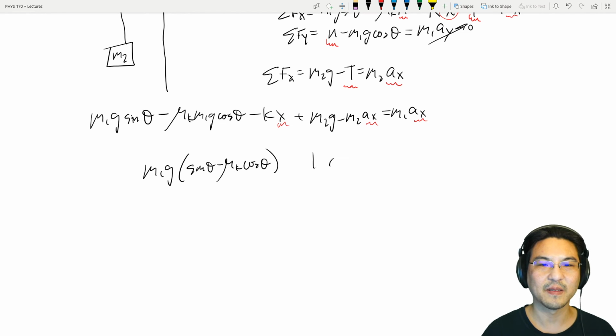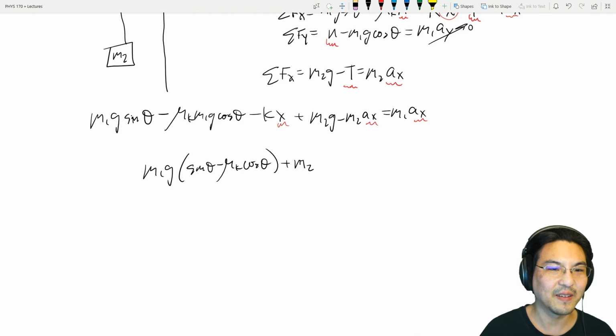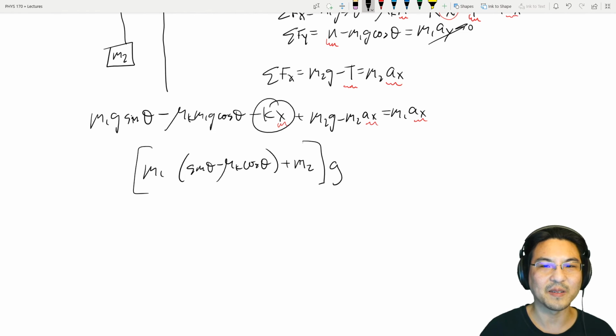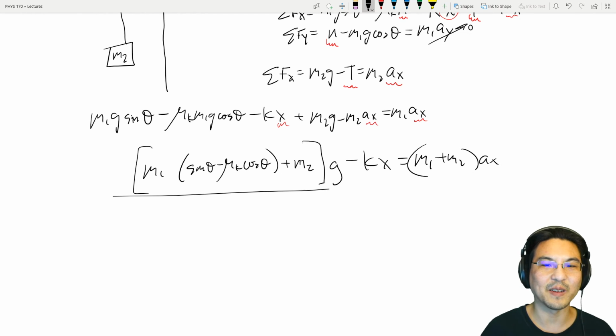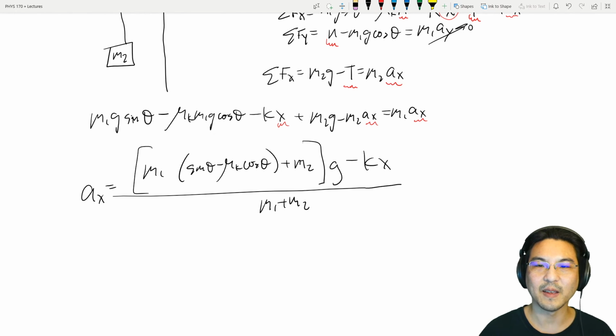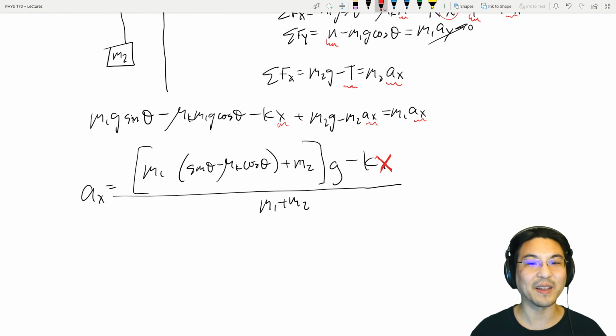And there's also plus m2g. I can factor a g. Okay, and then minus kx equals m1 plus m2 ax, which I can move into the denominator. And there's the acceleration. Note that the acceleration is not constant, it's a function of the displacement of the spring, right?